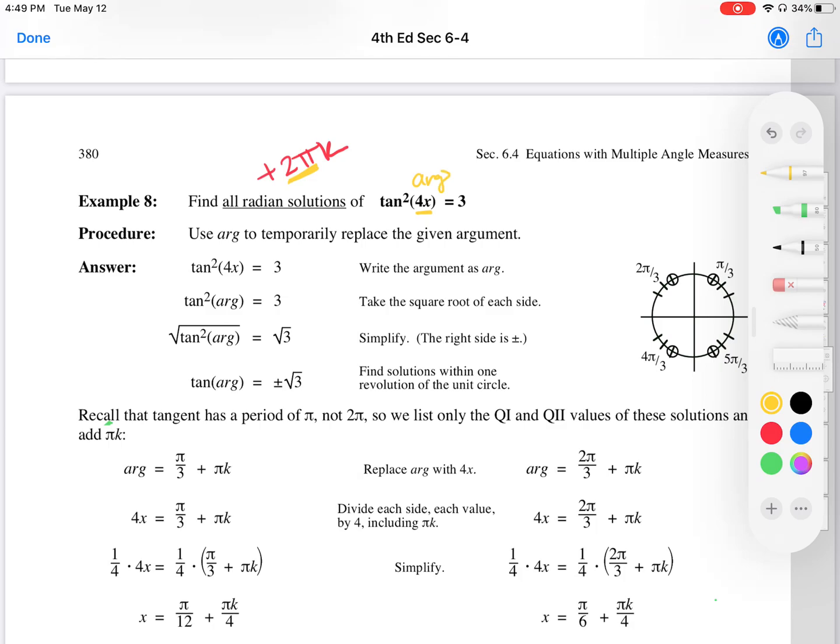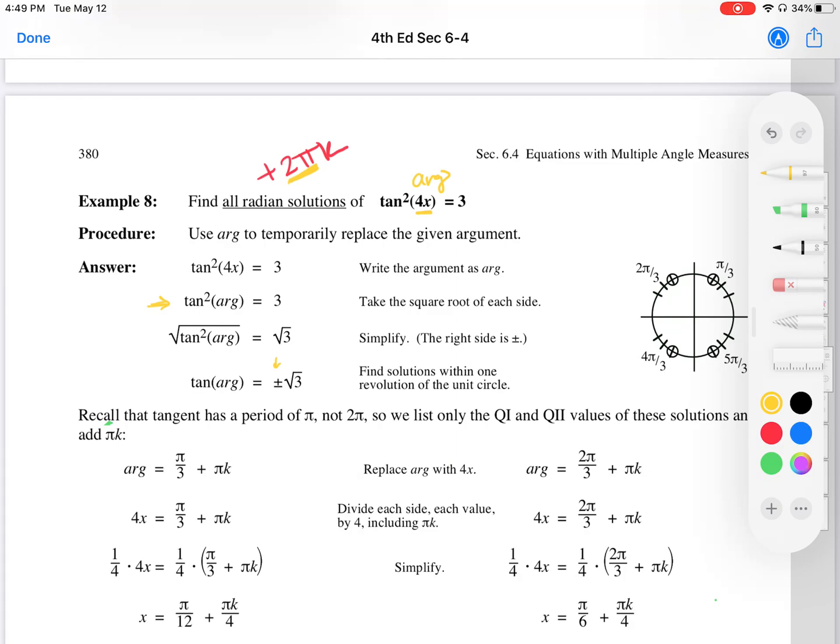So let's go ahead and solve for tangent squared of 4x equals 3. Let's replace 4x with arg. So we're here. Now let's go ahead and take the square root to get rid of that square. Whenever you take the square root, remember plus or minus. So I have arg is equal to plus or minus square root of 3.